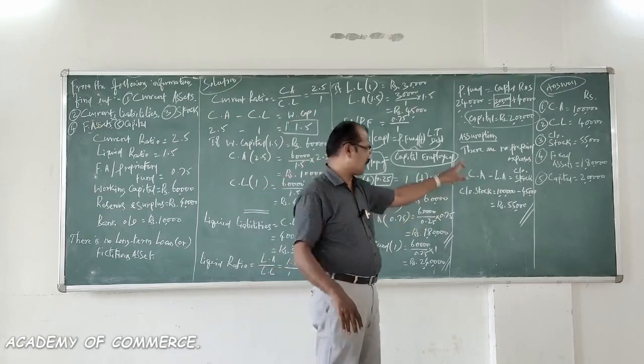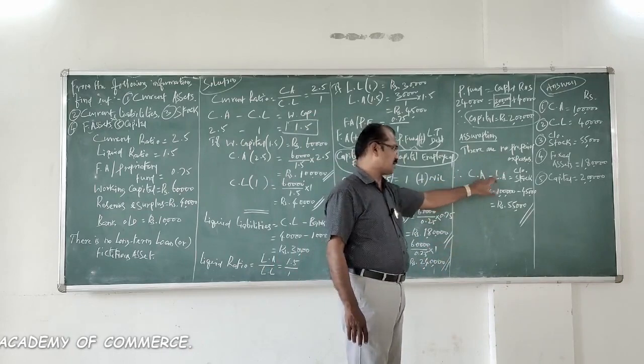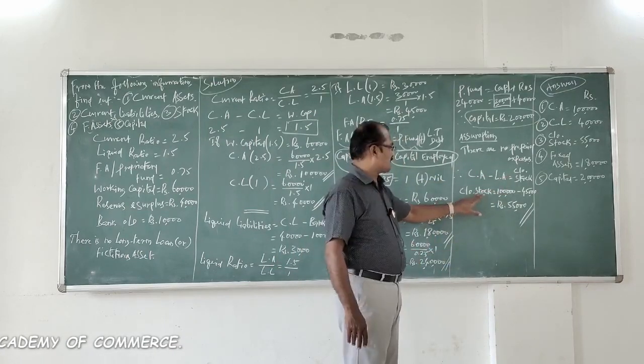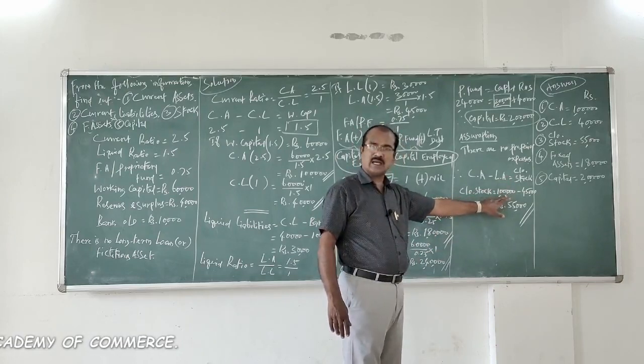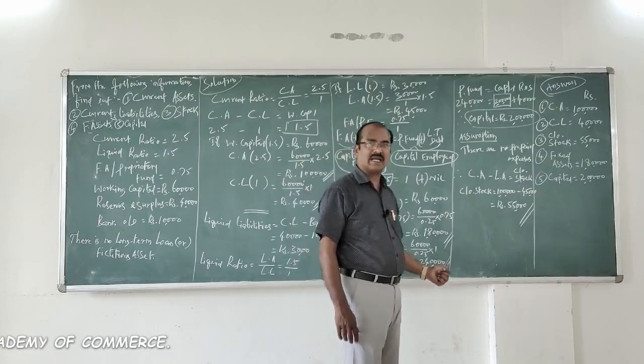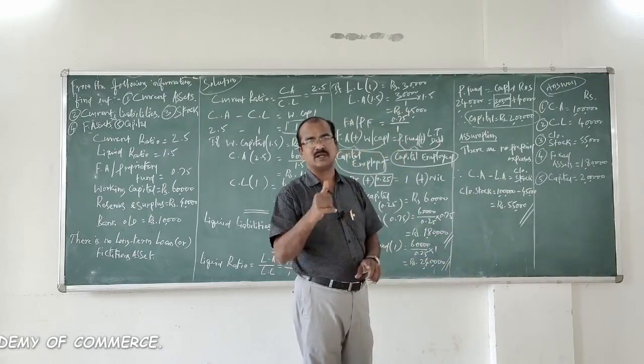That's all. That's what I got at. So there are no prepaid expenses. Therefore, current assets minus liquid assets will give you closing stock. Closing stock is equal to current assets value 1 lakh minus liquid assets value 45,000 rupees that we have already calculated, which is equal to 55,000. That is the value of closing stock.